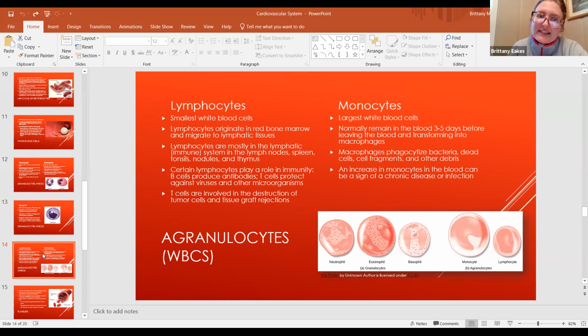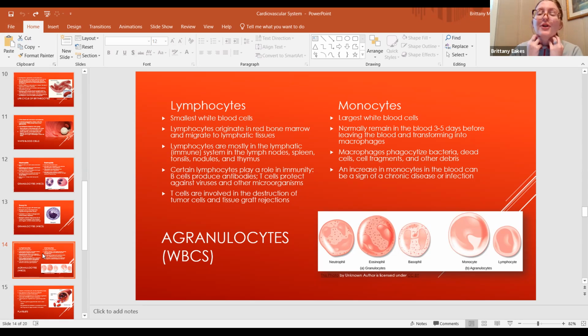And then we have these last 2, the lymphocytes and the monocytes. So the lymphocytes are the smallest white blood cells. They originate in red bone marrow and migrate to the lymphatic tissue. So we haven't talked about the lymphatic system yet. That's your immune system. That's your spleen, your thymus, and your lymphatic vessels. So lymphocytes originate in red bone marrow. They're white blood cells. They migrate over to the lymphatic system. And they're mostly in that immune system, in the lymph nodes, tonsils, nodules, thymus, and spleen.